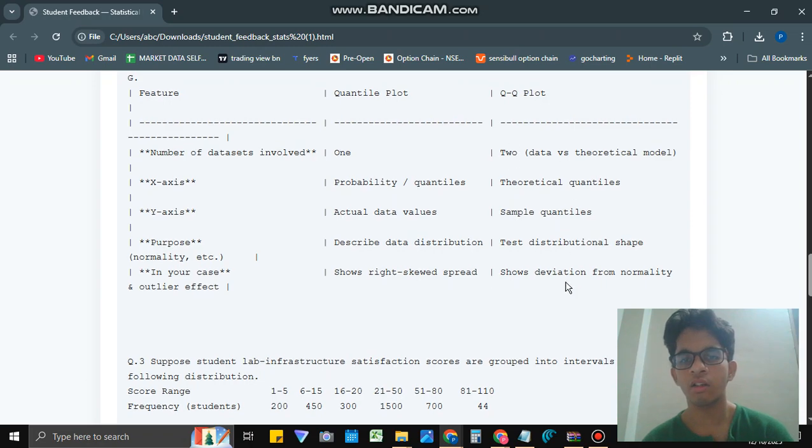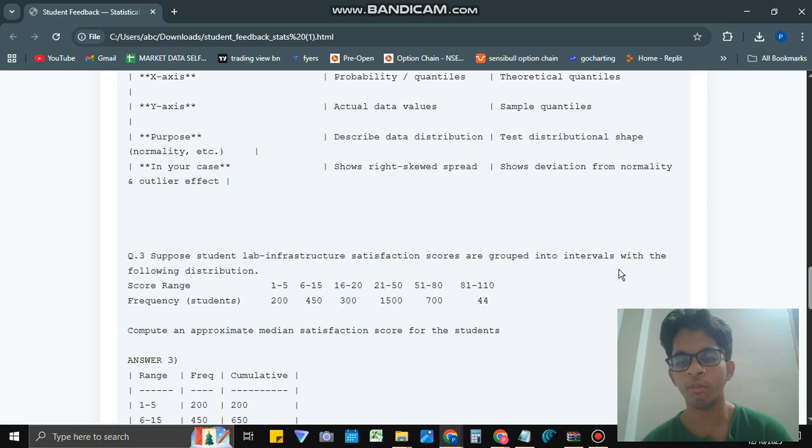And in the quantile plot it shows the deviation. So in our case it will show the deviation from normality.